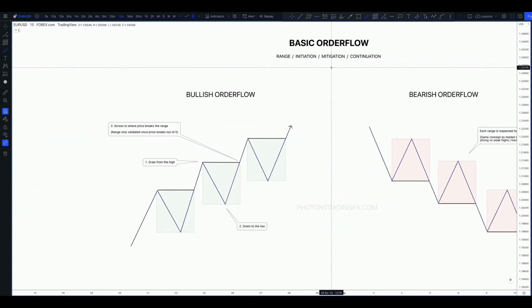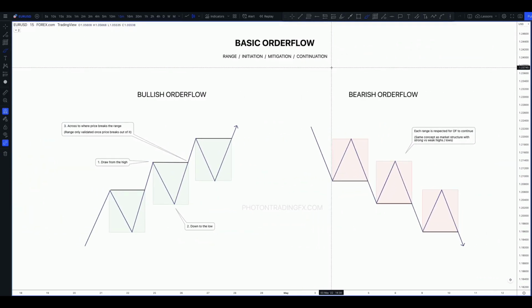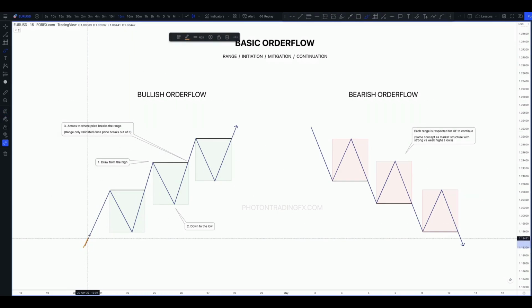Hopefully. Again, another simple concept, but you need to nail this, right? Basic order flow. When we have bullish order flow, the exact same thing with structure. We make a series of higher highs, higher lows, higher highs, higher lows, higher highs.